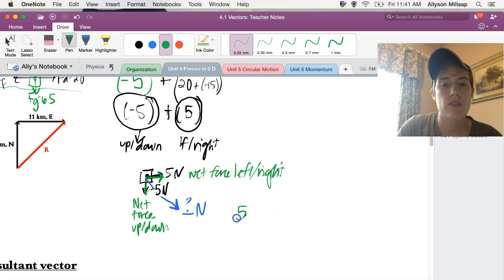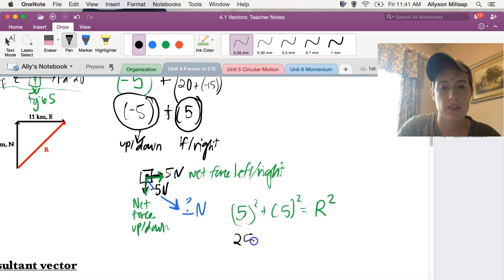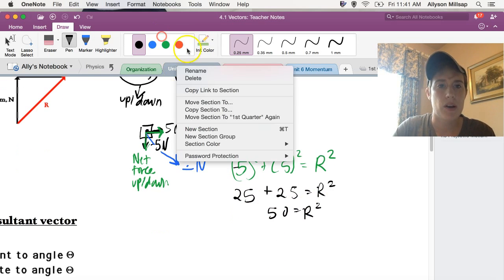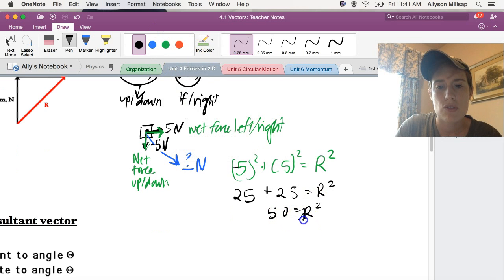So I take both of my forces, I square them and add them together. That's going to give me my resultant force squared. So 5 squared is 25, and this is actually a -5, but -5 squared is still 25. And then this is also 25, and it's r squared. So then I have 50 equals r squared. So how do I get rid of the square next to the r? Remember I told you in our previous problem, you just take the square root. So let's take the square root of r squared, and it's r. Whatever you do to one side, you have to do to the other.